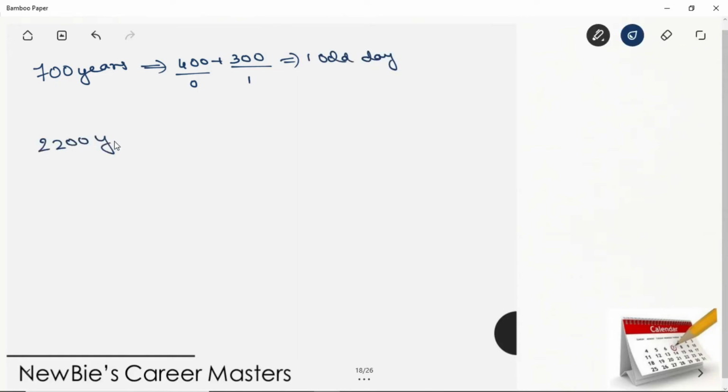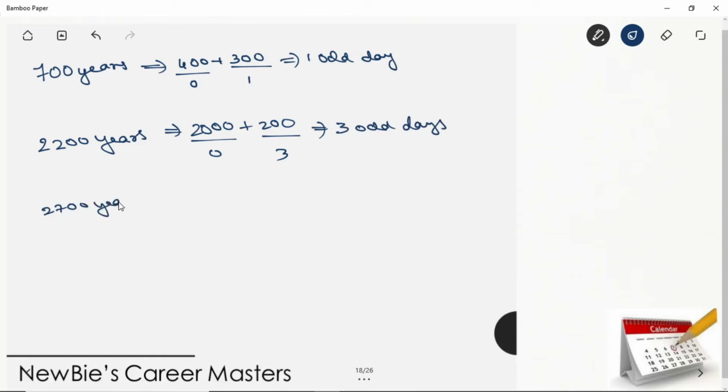Okay. Now 2200 years. How can you solve this? 2000 plus 200. Okay, 2000 we know is a multiple of 400, so 0 odd days. Then 200 years, 3 odd days. Total 3 odd days. Okay. Now 2700 years. See, you can take this as 2400 plus 300. Correct. 0 odd days and 1 odd day. Total 1 odd day.